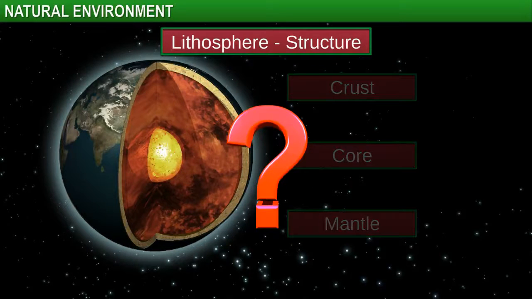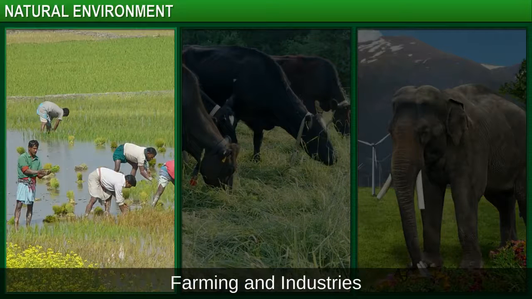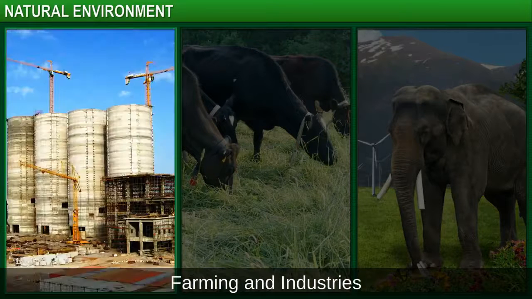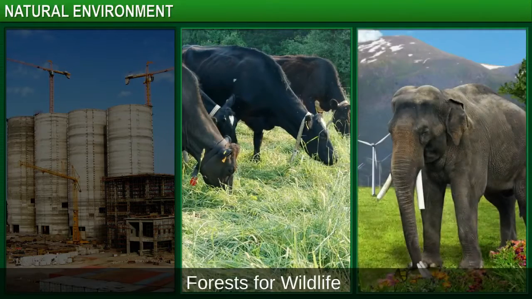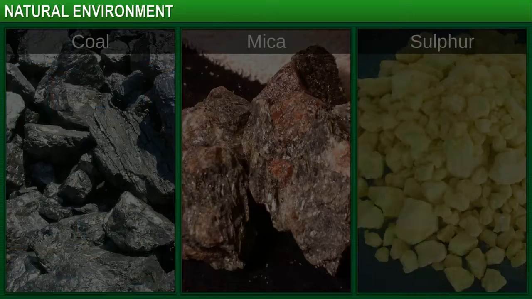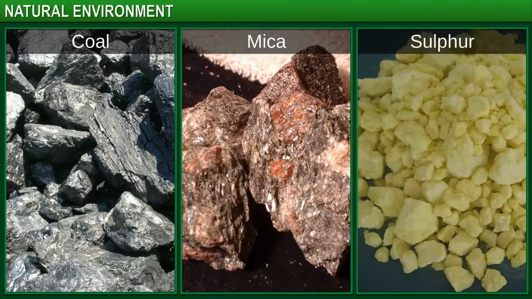So how is the lithosphere useful to us? Well, it is important to us because it provides us land for living, farming, and setting up industries. It also provides grasslands for our cattle and forests for our wildlife. The lithosphere also provides us with various minerals like coal, mica, sulfur, and fossil fuels.